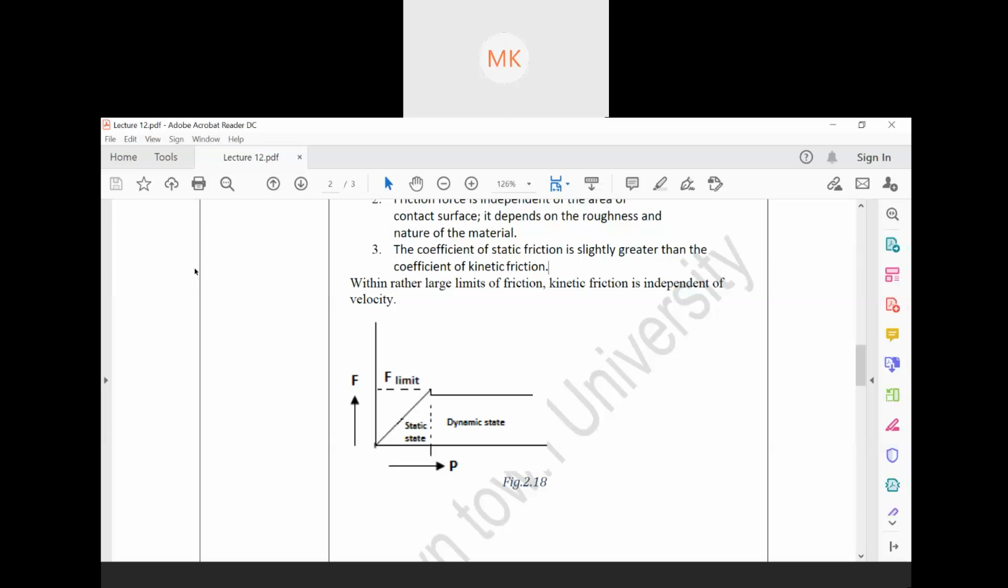But then in the other case, in the static case, what happens? When you are trying to push the body but it is not moving, then definitely the frictional force is higher. So the coefficient of static friction is higher than the coefficient of kinetic friction. Clear now? Good, very good.